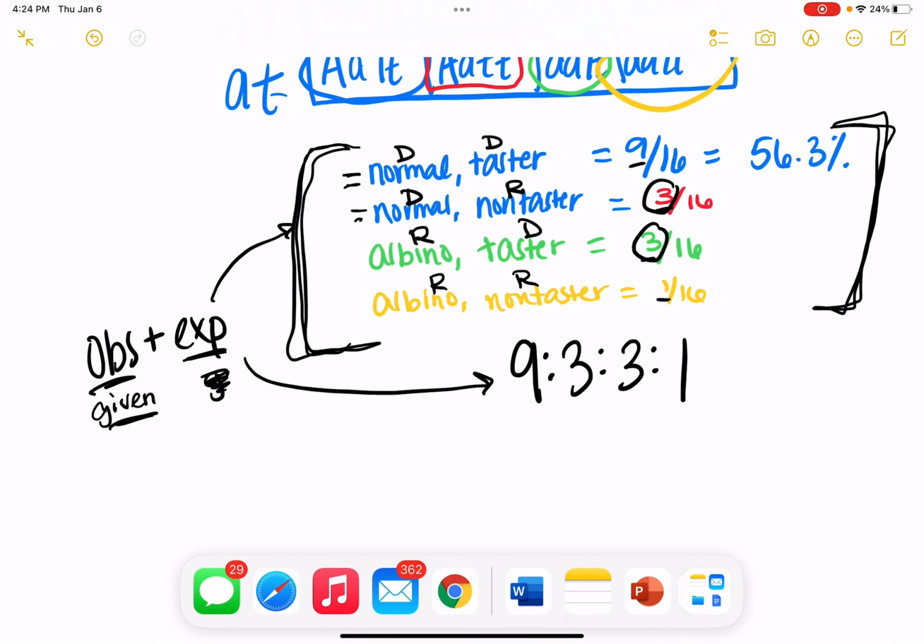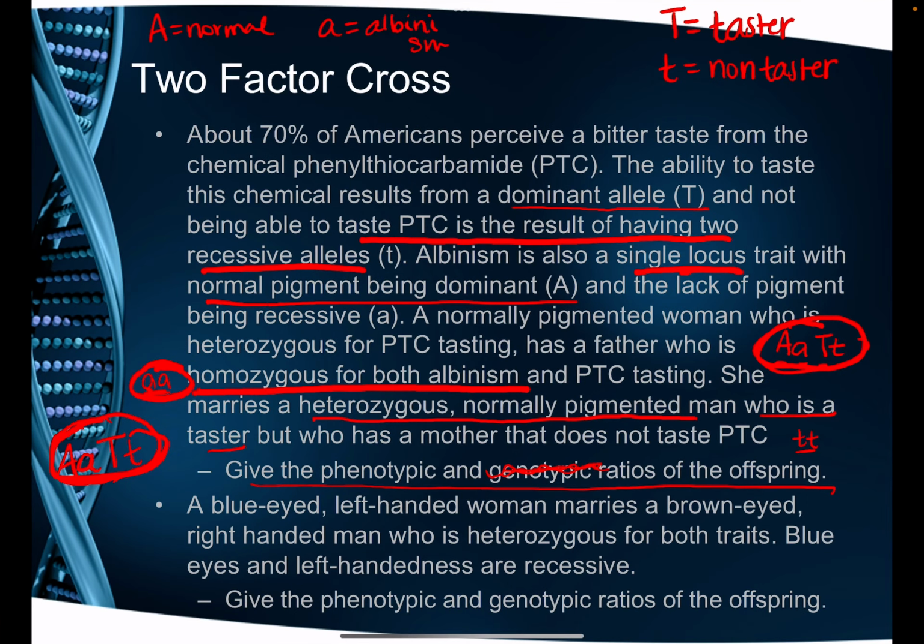All right. Now, I think there's one more question for us to address. Let's look at this last one. It says a blue-eyed left-handed woman marries a brown-eyed, right-handed man who is heterozygous for both traits. So the man is, it doesn't tell us, let's use eyes. He's heterozygous for eyes and heterozygous for hands, okay?